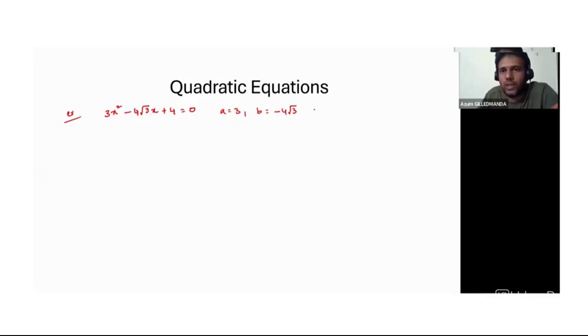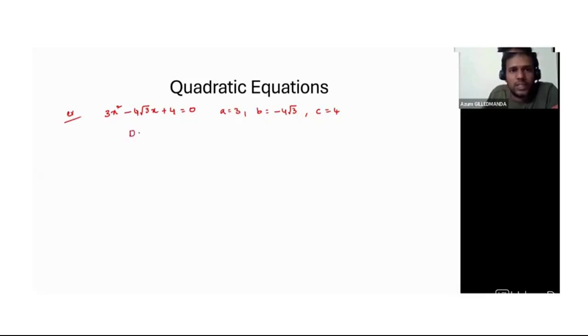The sign plays a very key role here. And C is 4. In case this is minus 4, you should consider minus 4. In case 3x square, in place of 3x square, if it was minus 3x square, then A value you should consider minus 3. Okay. Now, first let's find the discriminant. Then we will know what kind of roots we will have. Then we will substitute into the formula.